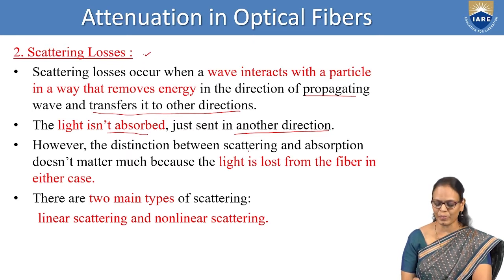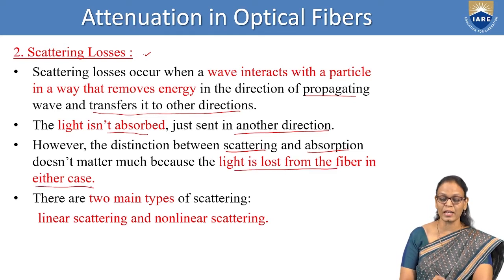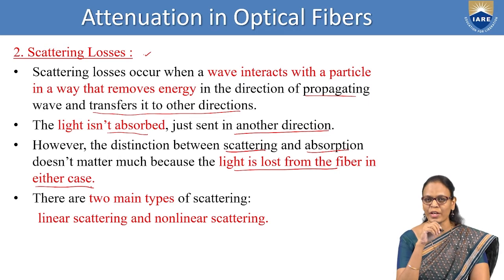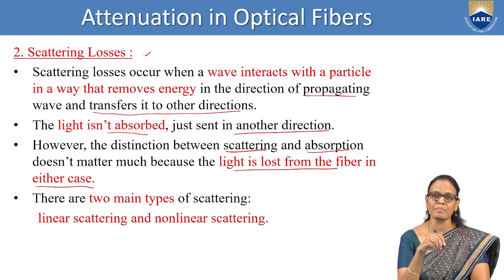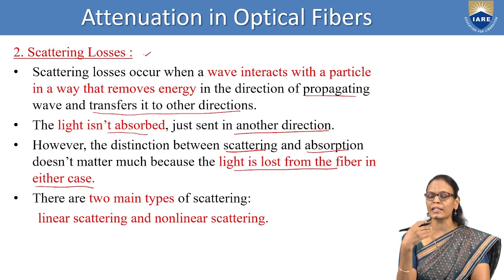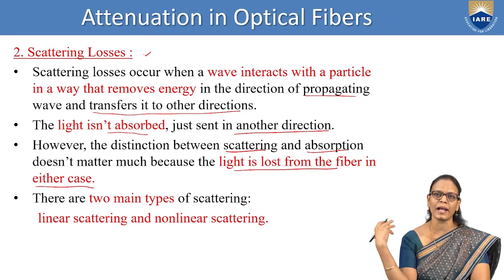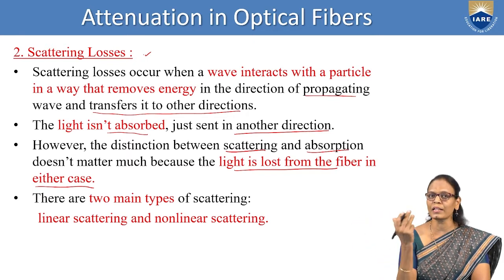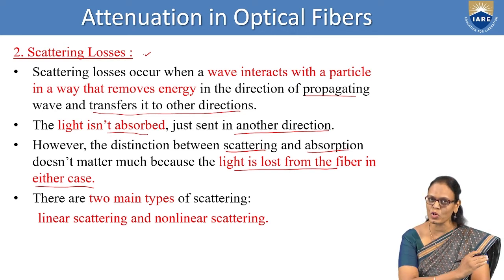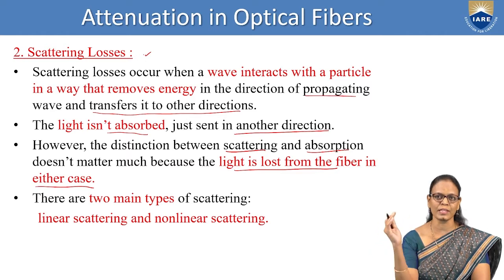However, the distinction between scattering and absorption doesn't matter because light is lost from the fiber in either case. Whatever signal input we have given is lost. Either it is absorbed, or in scattering it is lost to the surroundings, scattered in different directions. In both cases the signal is lost. All we are understanding is whether the loss is occurring due to absorption or due to scattering.